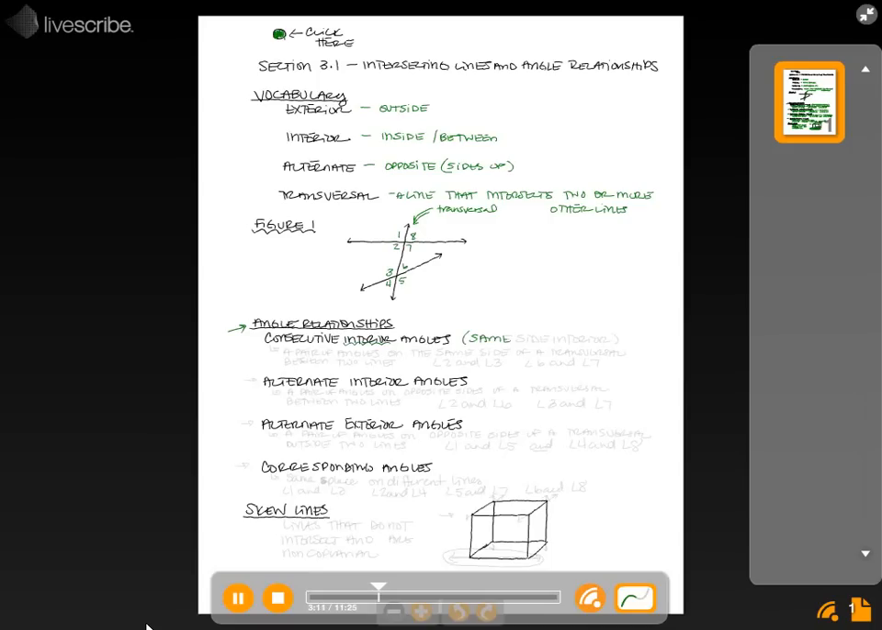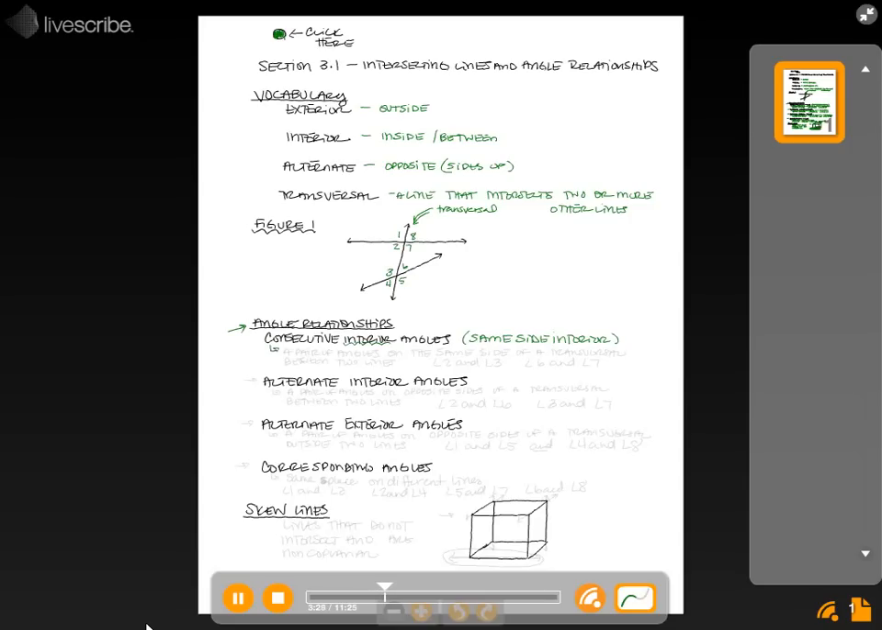Okay. Now there's another name for these. They are called same side interior angles. And you may see that or hear that someplace else. But consecutive interior angles and same side interior angles mean the same thing. They're the same angle relationship.